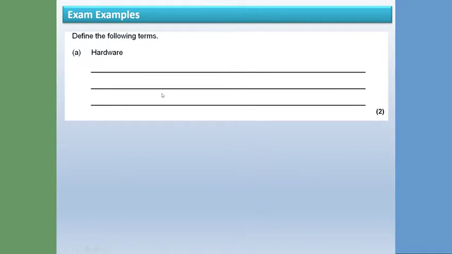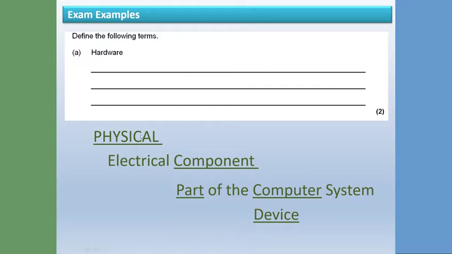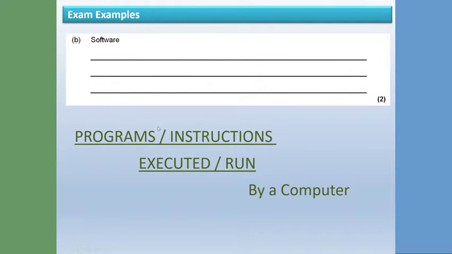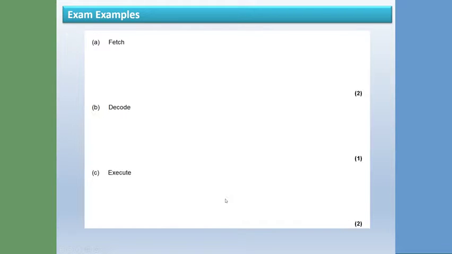Okay. Again, this is the same question, but in a slightly different way. Define the following terms. Hardware. Again, physical electrical components, part of the computer system. Software, however, is our instructions, our programs. It's things like Microsoft Word, Microsoft Excel. It's programs or instructions that are executed and run by the computer. The computer contains physical hardware. That's the three things linked together.